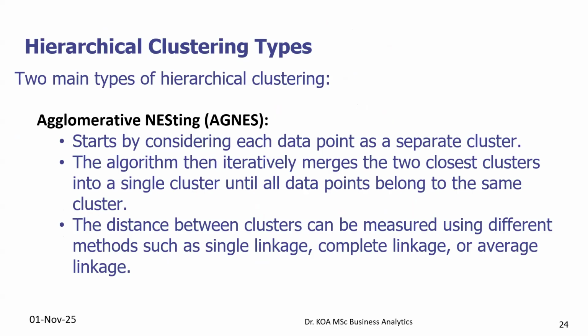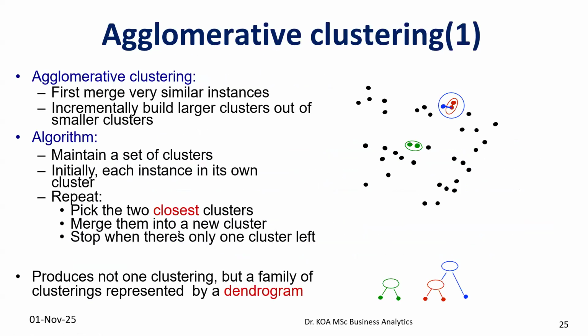What you do is start by considering each data point as a separate cluster. Then the procedure will iteratively merge the two closest data points into forming clusters until all the data points belong to the same cluster. Then you calculate the distance between the clusters using different methods, some of which are known as the single linkage, the complete linkage, or the average linkage.